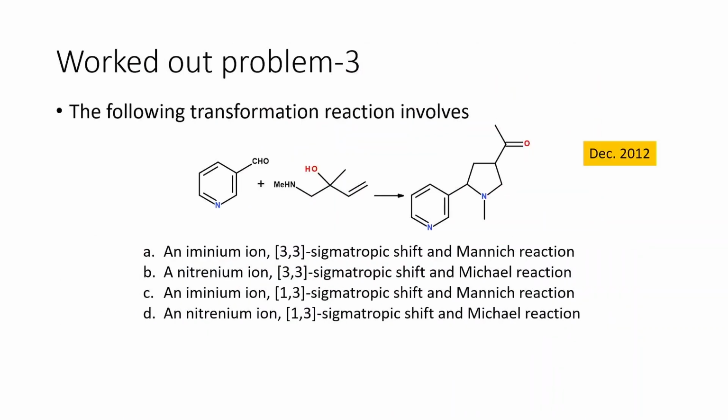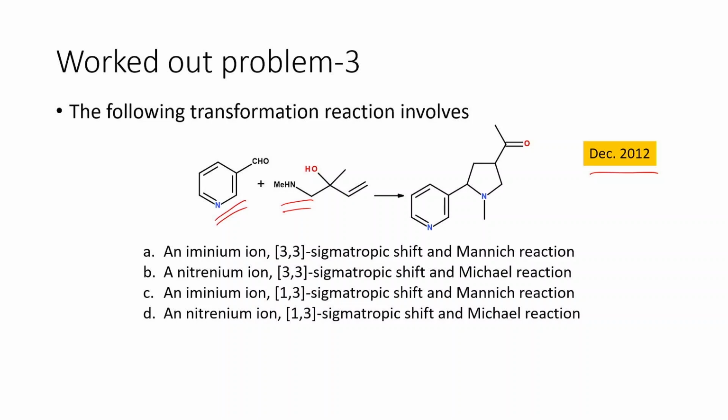So let us move on to the next problem. This question was asked in December 2012. The following transformation involves an aldehyde, and a secondary amine, an alkenic secondary amine, is also given, and this undergoes certain reactions, and we end up with the final product.